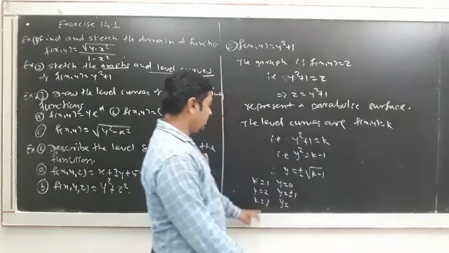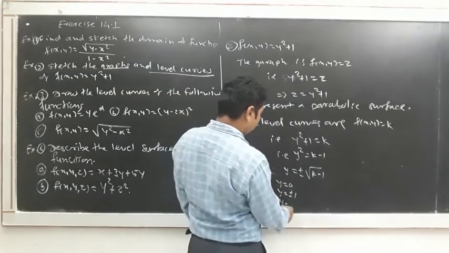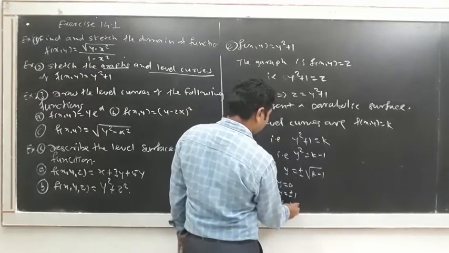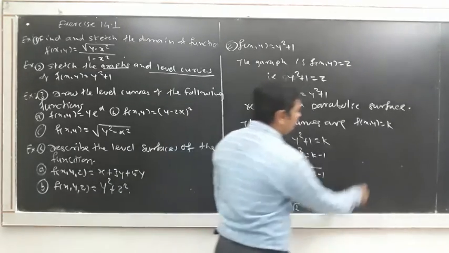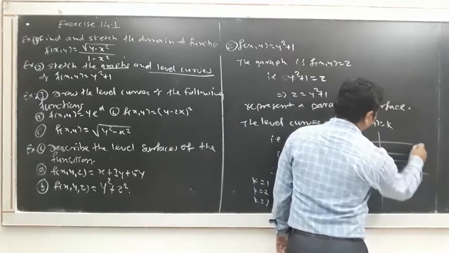Then what are we getting? For k equal to 3, it is 3 minus 1, so y is plus or minus root 2. So how do we draw the graph? This graph should be like this.